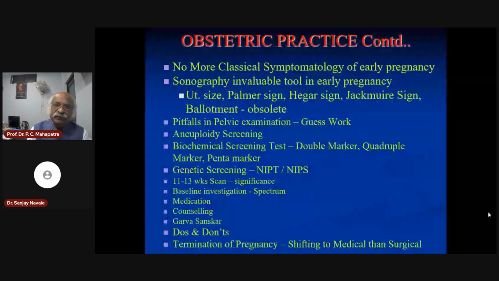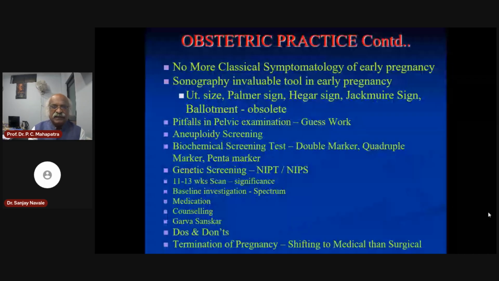At that time, we were taught uterine size, Palmer sign, Hegar sign, Jacquemier sign, internal ballottement, and external ballottement. These are all obsolete now, when sonography has become a very invaluable tool in early pregnancy. There are pitfalls in pelvic examination in early pregnancy: the uterus is soft, the uterus is 8 weeks, the uterus is bulky. It is just guesswork. The definitive diagnosis is really by sonography, and this is very important.